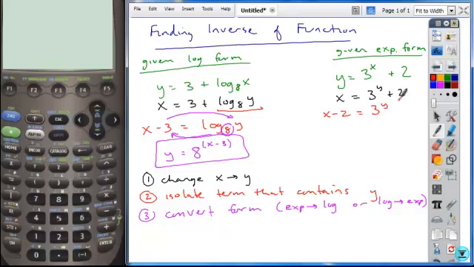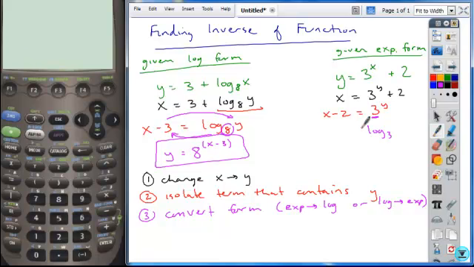Now this is our equation, but we want to rewrite it in the form of y equals something. In order to write it in that form, we need to convert into the log form. When we convert into the log form, we get log base whatever the base of our power is. The base of our power is 3, so that's going to be the base of our log as well.